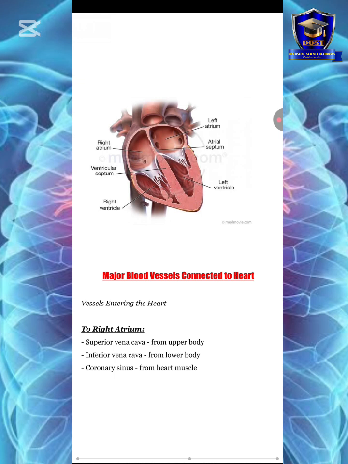Right from your chest downward, your abdomen, your private parts area to your legs, all the blood coming from there comes through the inferior vena cava and then finds its way into the heart. Okay, so these are the three blood vessels.